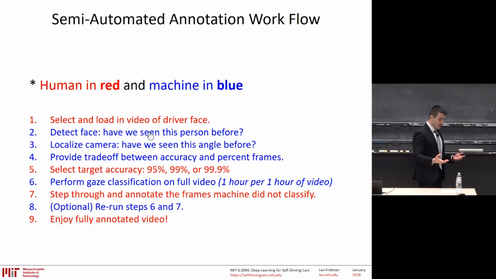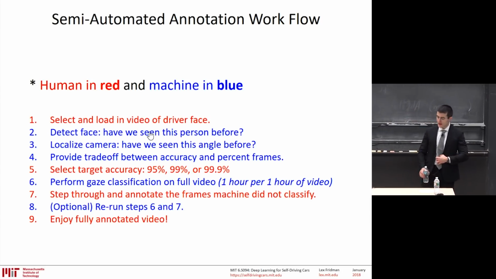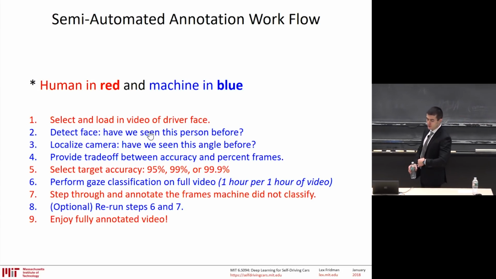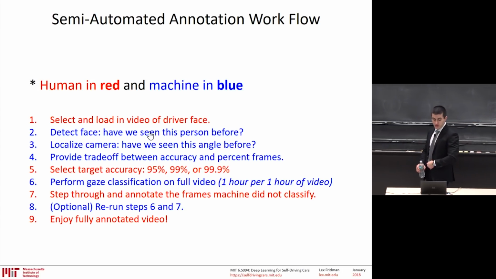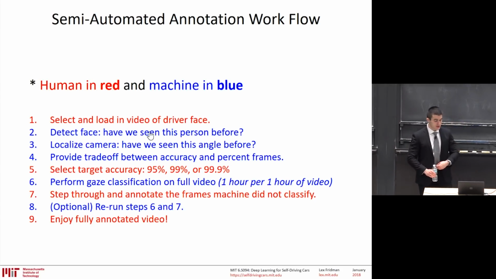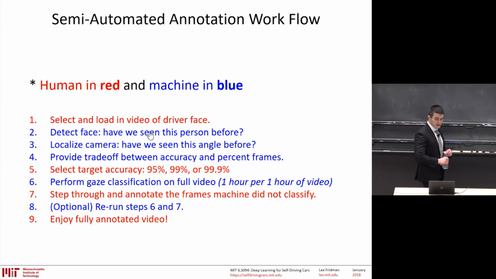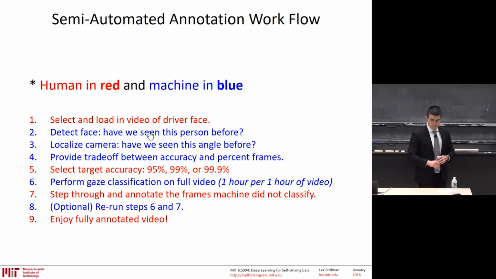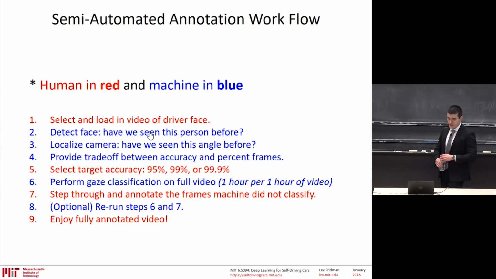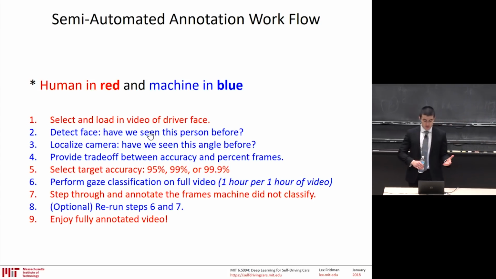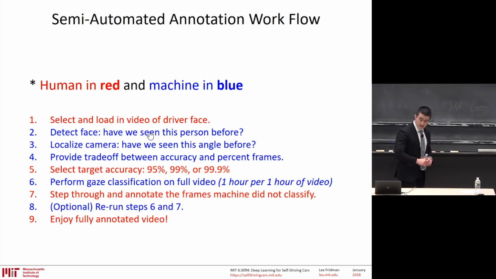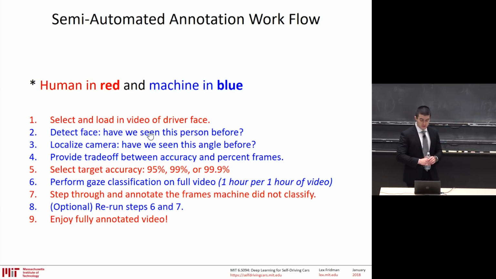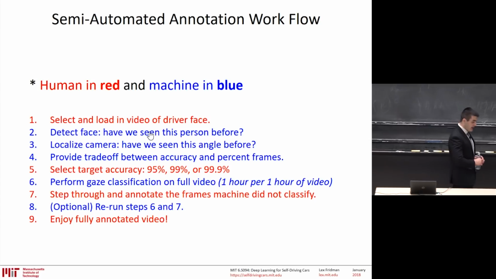And the fundamental trade-off in all of these systems is what is the accuracy we're willing to put up with. Here in red and blue, red is human choice, decision, and blue is machine task. In red, we select the video we want to classify. In blue, the neural network performs the face detection task, localizing the camera, choosing the angle of the camera, and provides a trade-off between accuracy and percent frames it can annotate.